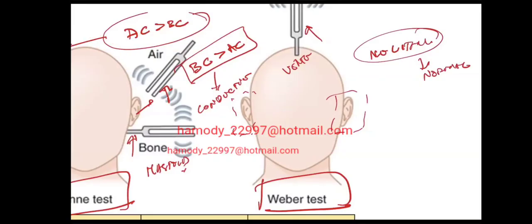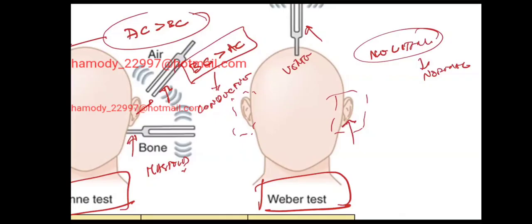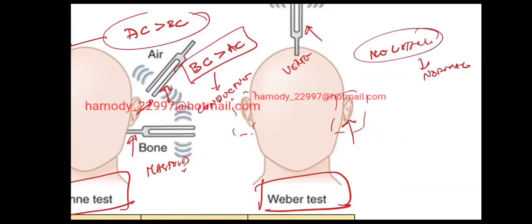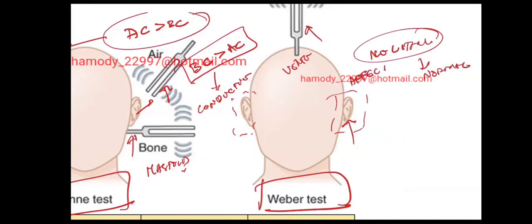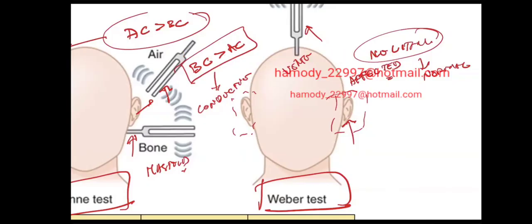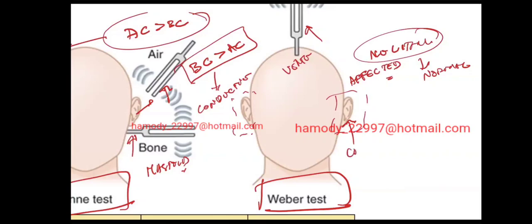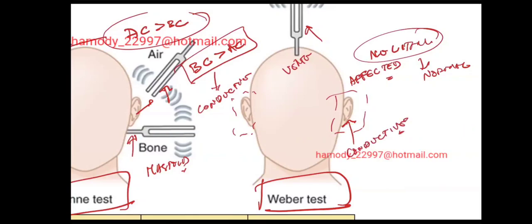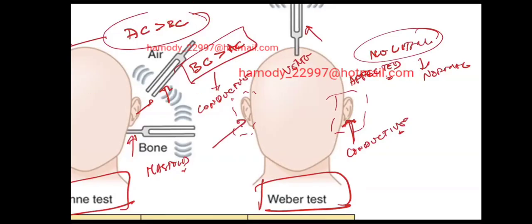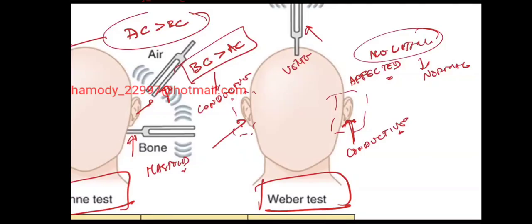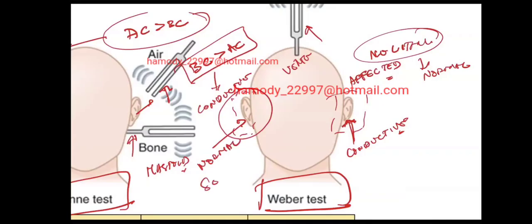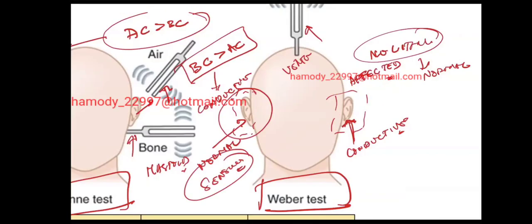If he's able to hear it better in one ear, and this ear is the affected ear, so he's able to hear better in the affected ear. He's complaining about that ear, and he's able to hear better in that ear. What is it suggestive of? It is more suggestive of a conductive hearing loss. We will imagine the affected ear is this, but he's able to hear normally, or he is able to hear better, or it is lateralizing to this ear. That means he's lateralizing to the normal ear. Then it is suggestive of a sensory neural deafness of the affected ear.